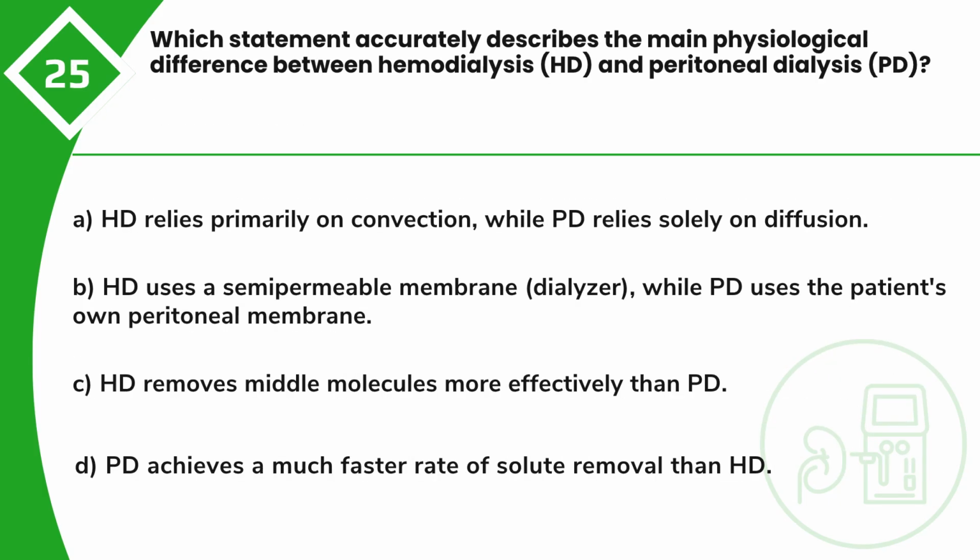Question 25. Which statement accurately describes the main physiological difference between hemodialysis, HD, and peritoneal dialysis, PD? A. HD relies primarily on convection, while PD relies solely on diffusion. B. HD uses a semi-permeable membrane dialyzer, while PD uses the patient's own peritoneal membrane. C. HD removes middle molecules more effectively than PD. D. PD achieves a much faster rate of solute removal than HD.